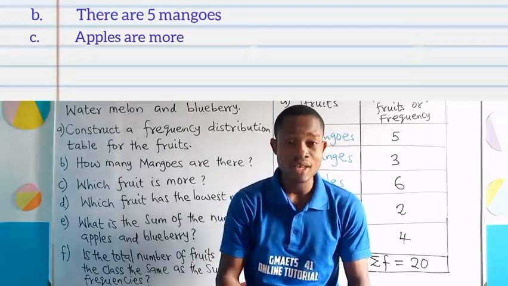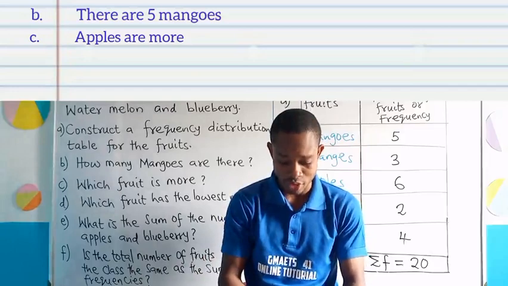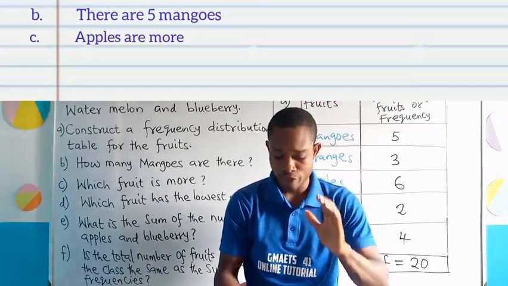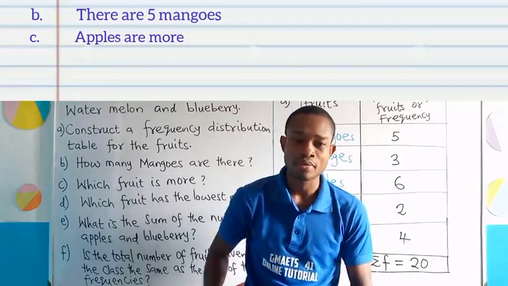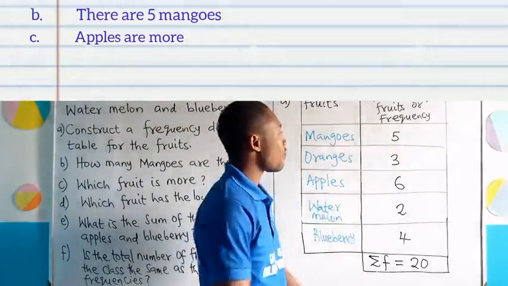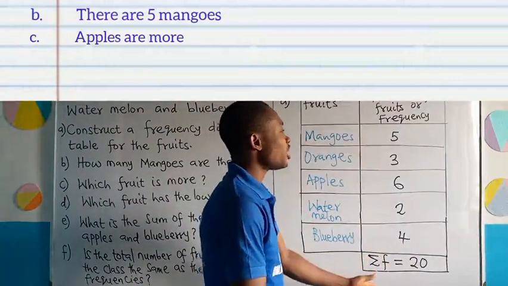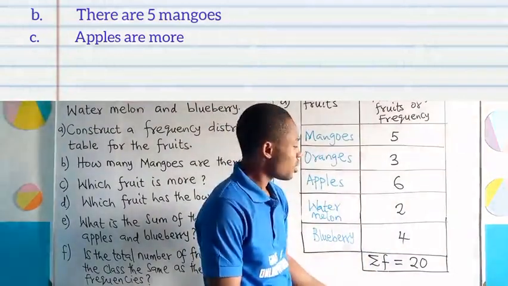Okay, now another thing that Mr. So-and-so asked me to do, he asked which fruit has the lowest number. Alright, we'll go back to our frequency table and check the lowest frequency. Have you found that?